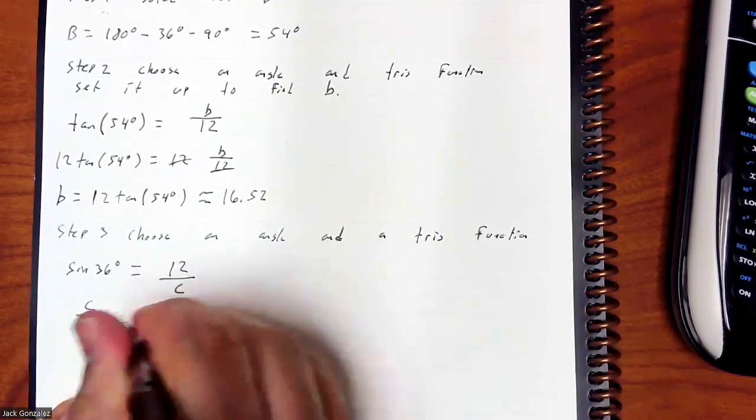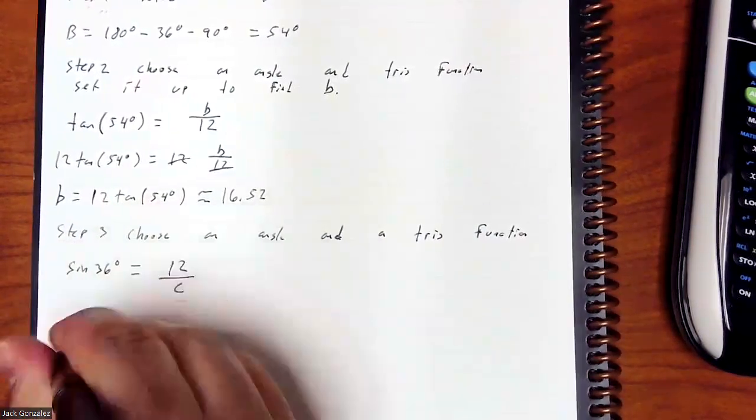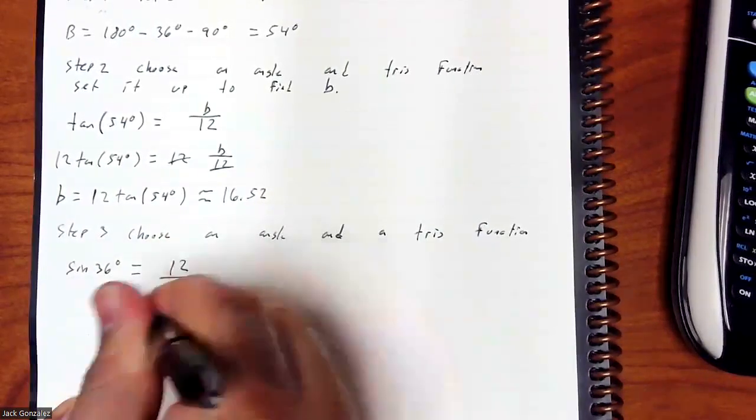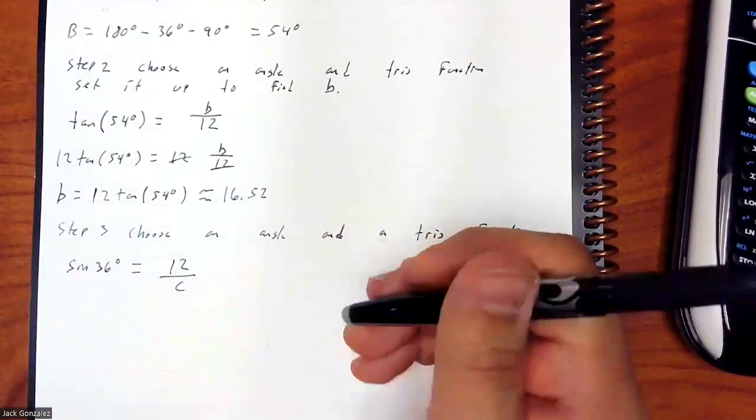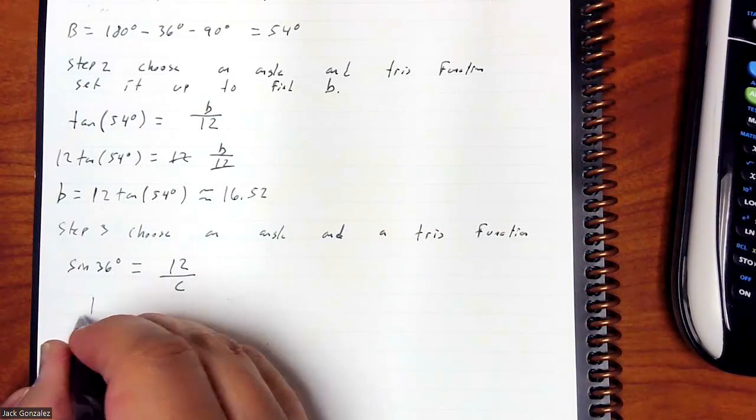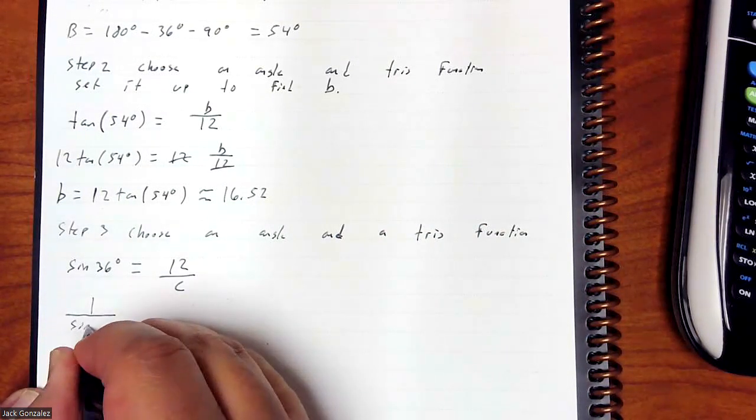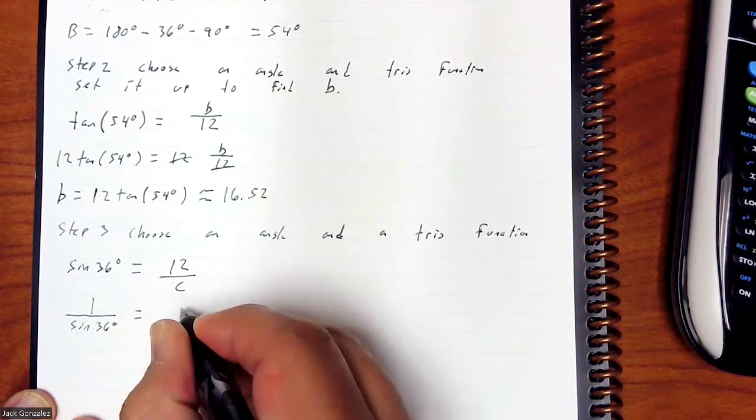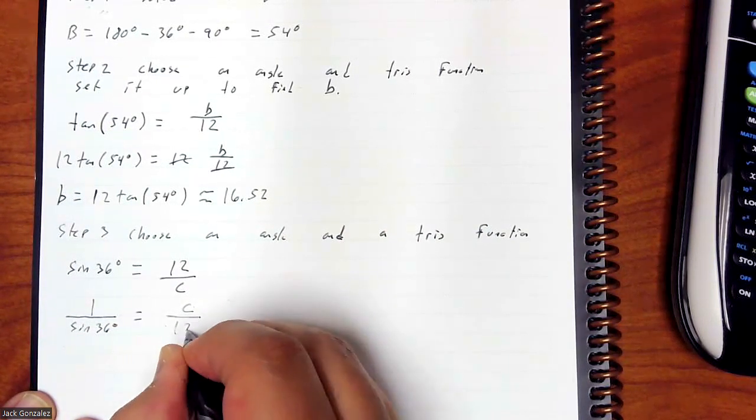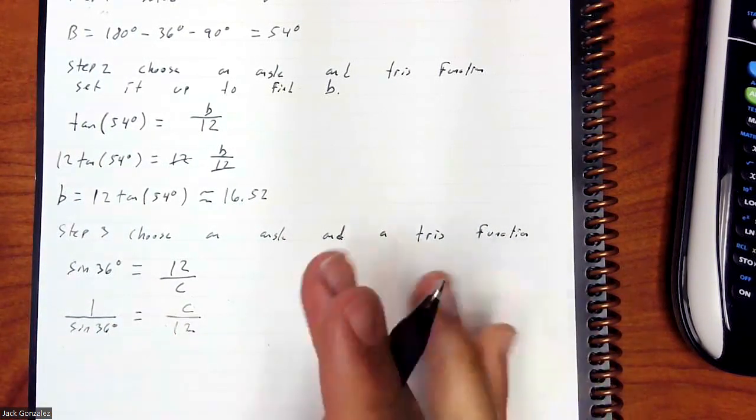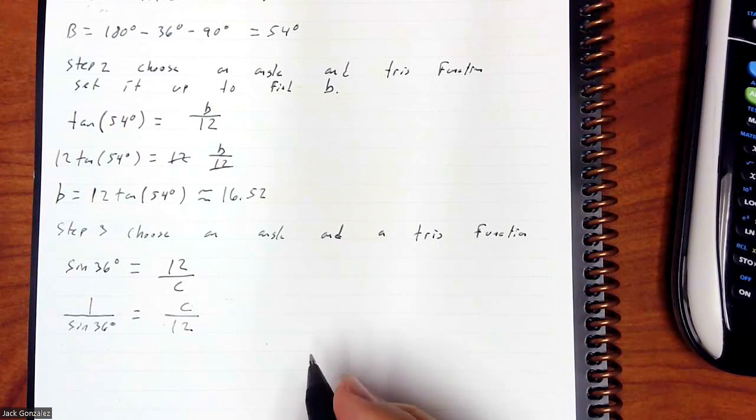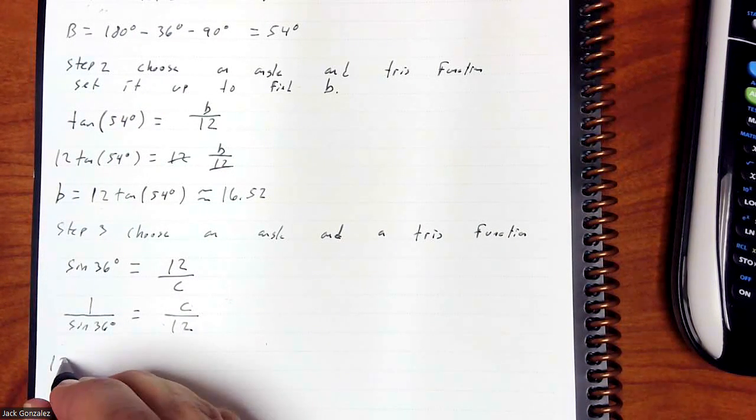Yeah, let me not skip too many steps, just in case. Take the reciprocal of both sides, meaning flip them over. Or you could do cross multiplication if you want. I don't care. Multiply both sides by 12.